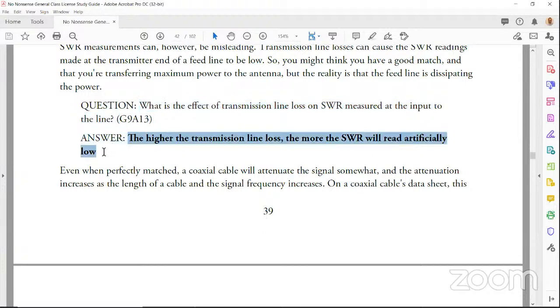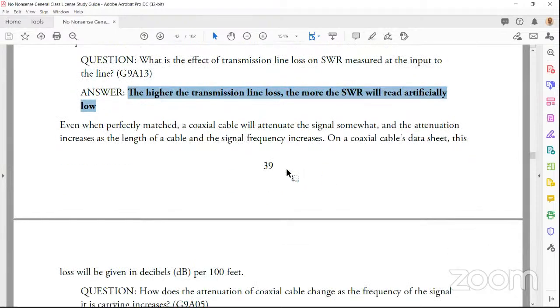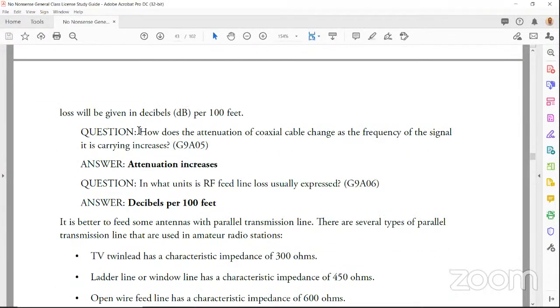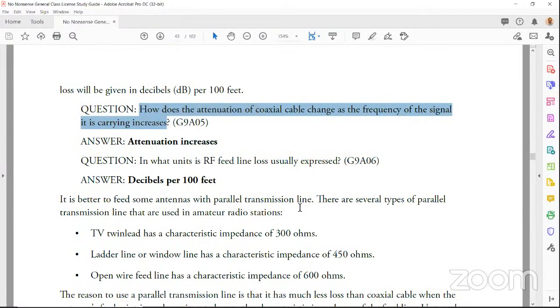Again, we did this theory. The answer is the higher the transmission line loss, the more the SWR will read artificially low. So that means if you're using a transmission line that is very lossy and you have a high SWR, it might not appear high. It will be lower than it actually is because of the lossy transmission line that you're using. So that's why we're saying it will appear artificially low. So again, all of these are practical tips that hams need to be aware of, because that's what you encounter when you're using your radio, connecting it and transmitting and receiving and so on.